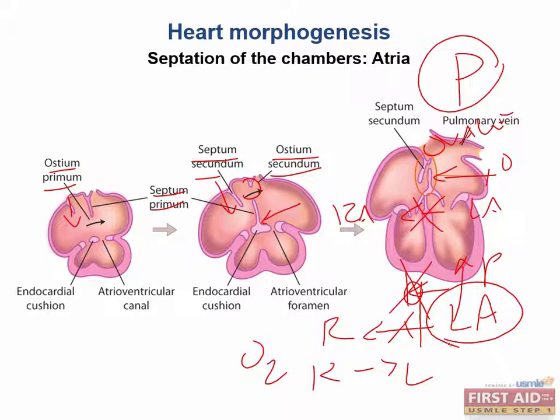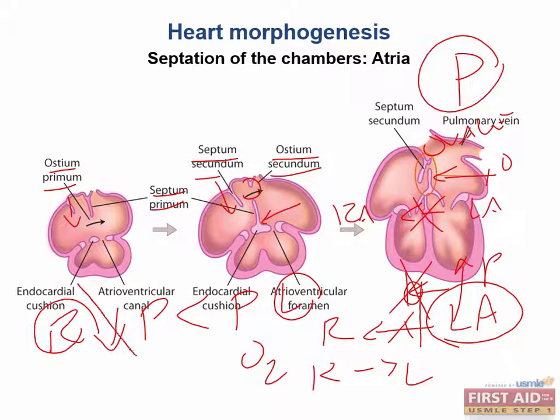So what happens after birth? Well, after birth, the pulmonary circulation vasodilates and the pressures on the right side of the heart will drop dramatically. So now the left side of the heart will constantly have pressures that are higher than the right side. What is this going to do? Well, it'll push the septum primum this way permanently up against the septum secundum.